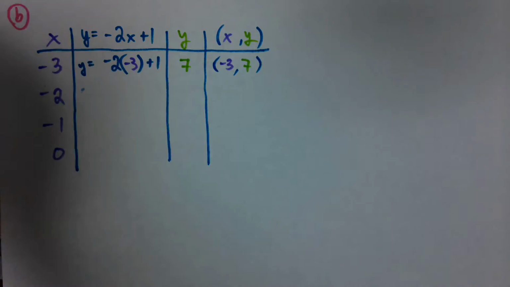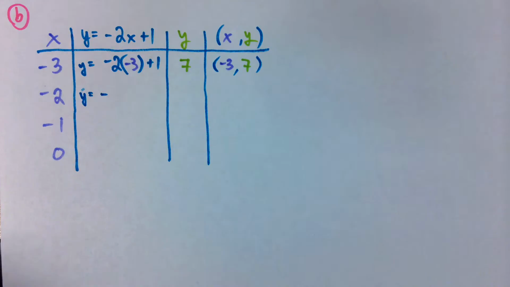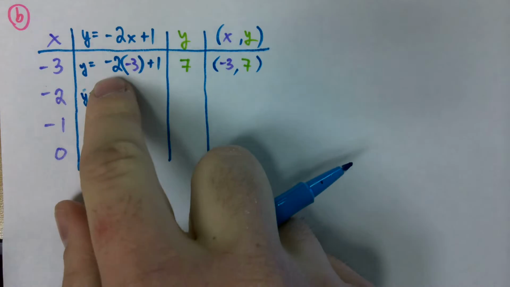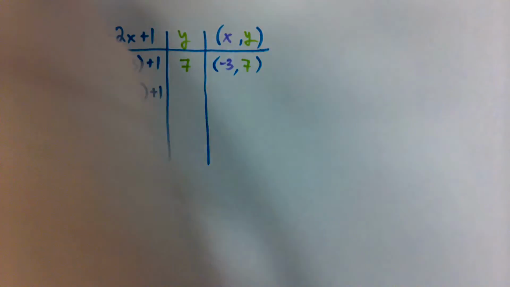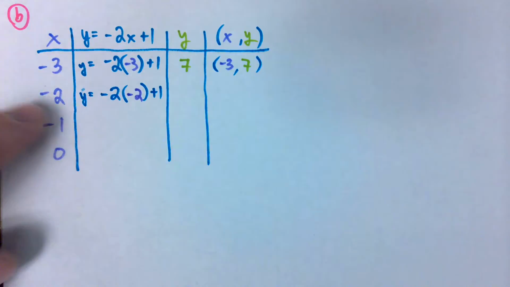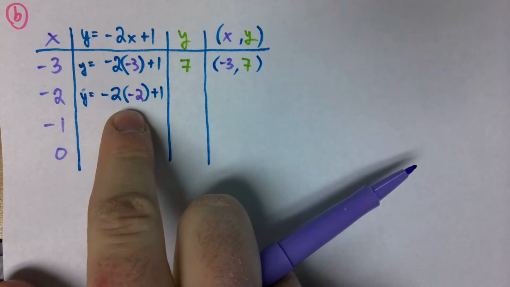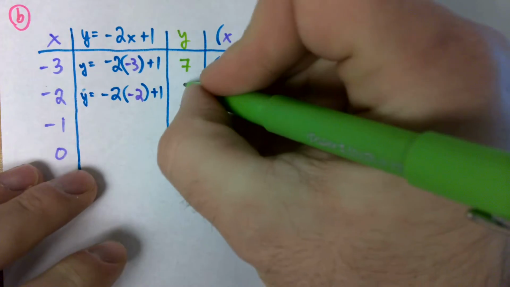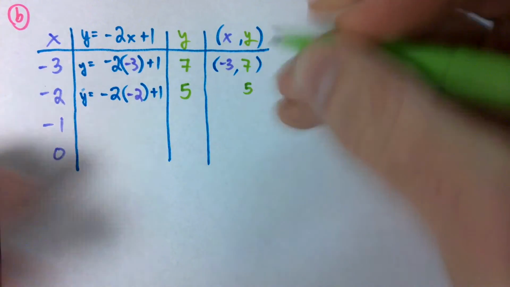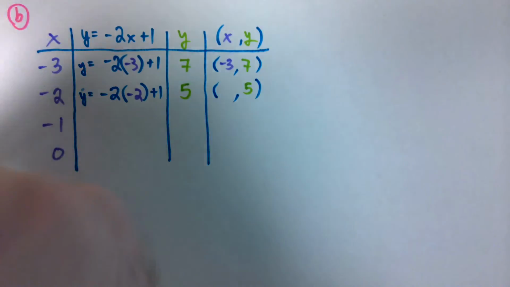Second one, y is equal to negative 2 times... Oh, did I mess up? I did. No, I didn't. Negative 2 times negative 2, now, is our x value. What's negative 2 times negative 2? Positive 4, plus 1 gives us 5. There we go. Seems like we're starting to get it, right? Hopefully.